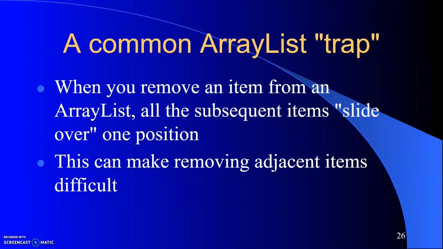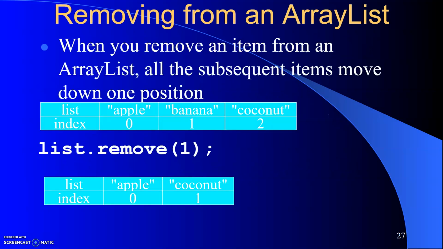So let's talk about the array list trap. When you're deleting elements from an array list, they shift around. And this can cause problems. If you are trying to delete 2 things that have the same value that are next to each other, it's easy to skip over one. So what do I mean? Well, let's say I remove the banana in position 1 in this array list. Well, the coconut that used to be in position 2 is going to, I call it, slide over 1 position, and so now the coconut's in position 1.